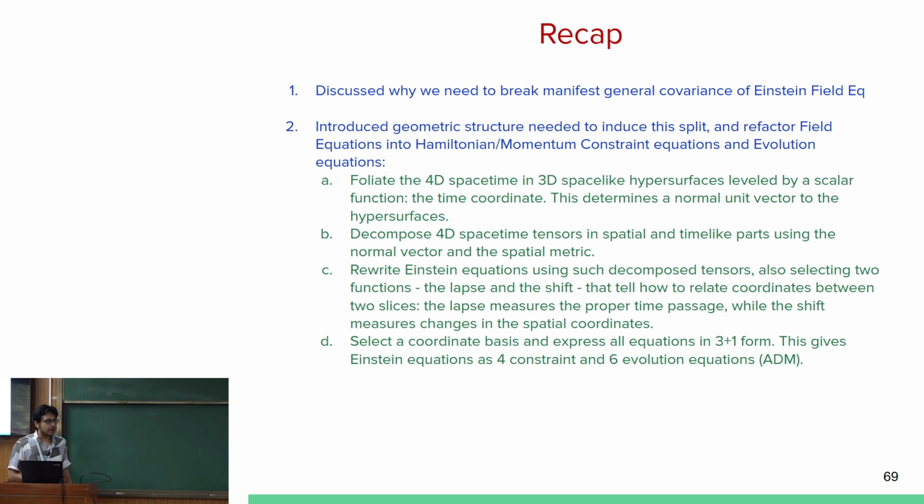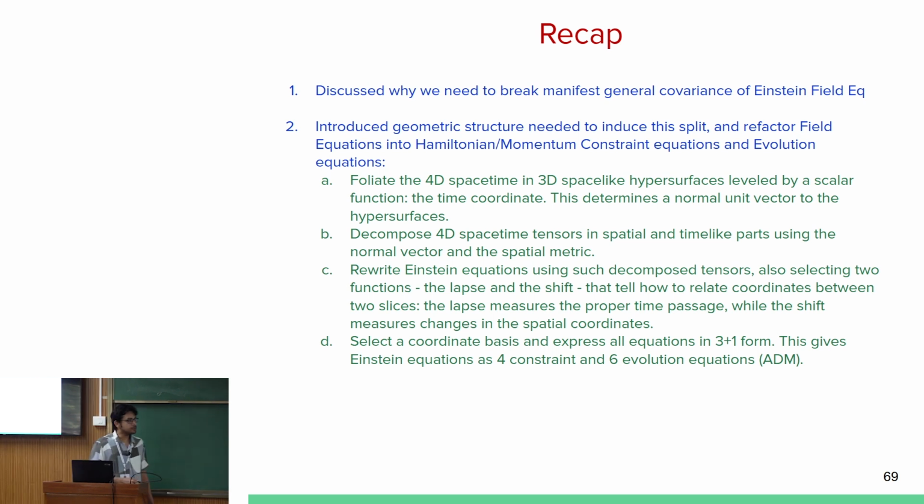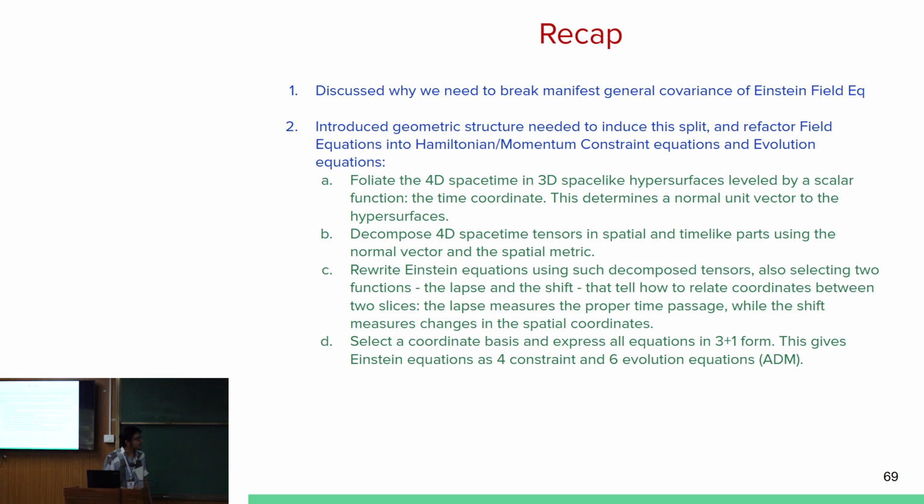We started with discussing why we need to break the manifest covariance of general relativity when we want to pose it as an initial value problem, which we can solve or evolve as a function of time for any given system, right? And then we discussed how exactly we do that. Just to recap, we introduce the notion of a time direction through a scalar field whose level sets are space-like slices. They are space-like everywhere throughout the universe, right?